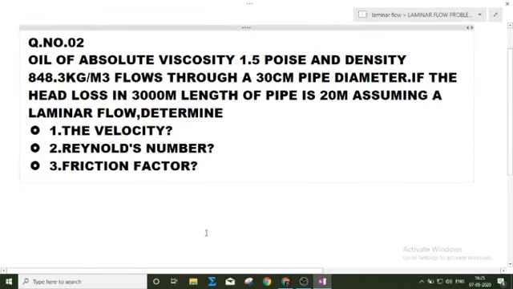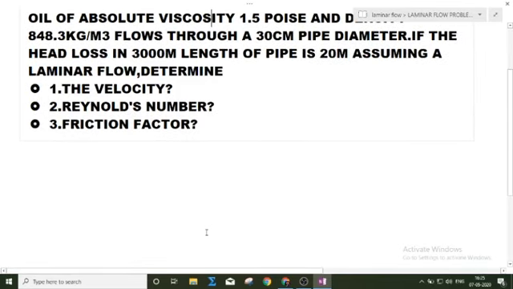So the question is: oil with absolute viscosity 1.5 poise, density given, flows through a pipe of 30 centimeter diameter. The head loss due to friction in 3000 meter length of the pipe is 20 meter, assuming laminar flow. You have to determine the velocity, Reynolds number and friction factor. First we find the velocity, because the head loss is given. I am doing the solution here.